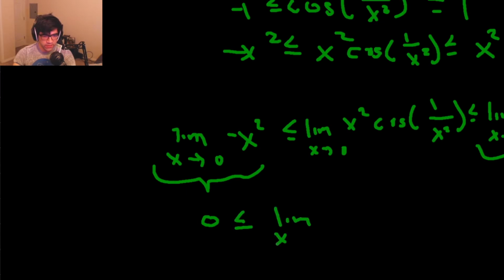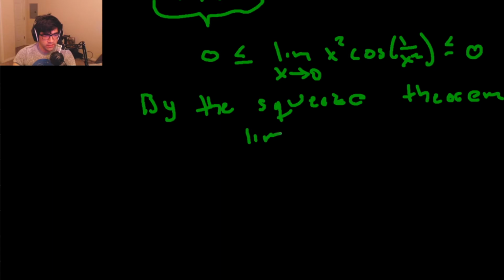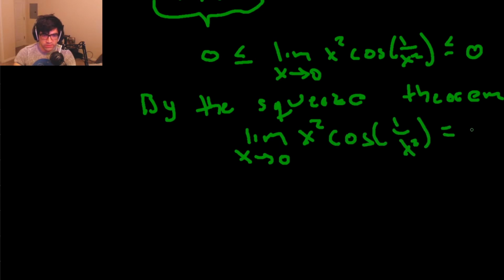I'm going to rewrite this part here. And this part is 0 too. So by the squeeze theorem, we had to use the squeeze theorem, the limit as x approaches 0 of x squared cosine of 1 over x squared equals 0.